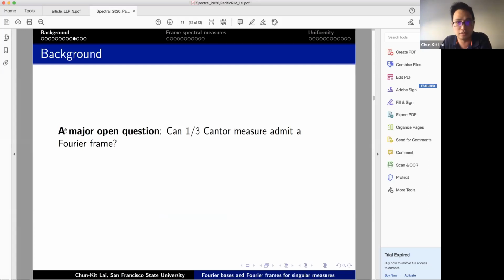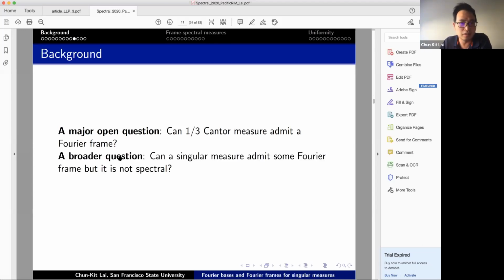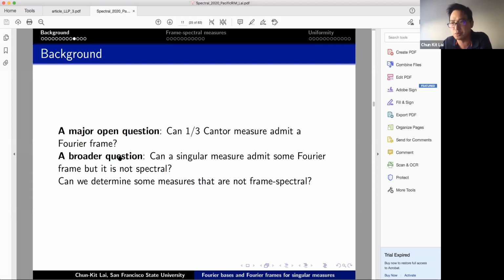One of the major questions, first asked by Strichartz, was whether the middle third Cantor measure admits a Fourier frame or Riesz basis. It is still open up to today. Maybe let's ask something broader: how about any singular measure? Would other singular measures have a Fourier frame, but not yet be spectral? Or can we have some way to determine whether a measure is spectral or not, or frame spectral or not? These are the main themes, the overarching questions I would like to answer, or I would like to give some progress on today.